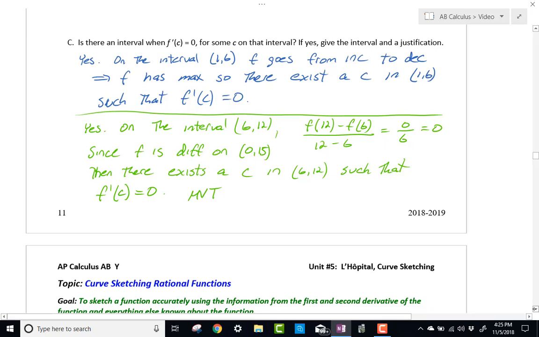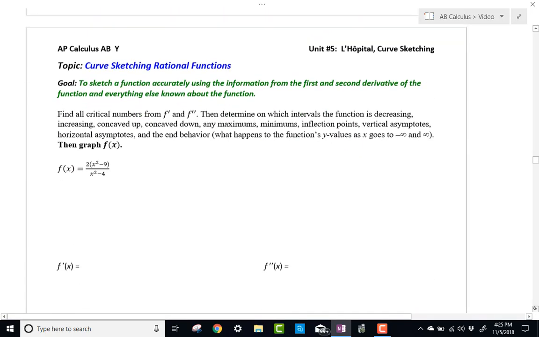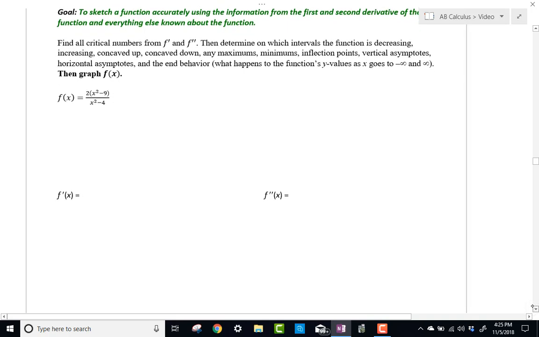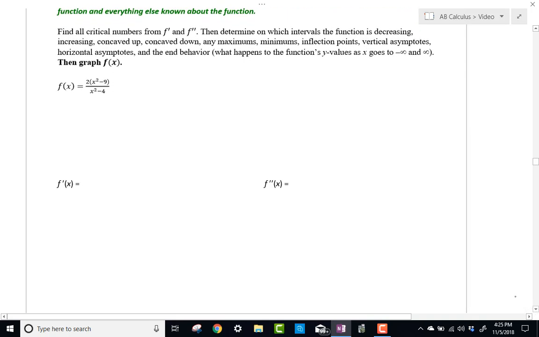All right, let's take a look at another curve here today. This one's a little more familiar maybe, but it's got a little more going on than the previous lesson. So we're going to use critical numbers again for f of x, f prime of x, f double prime of x. We're going to find increasing, decreasing, all that kind of stuff, and we're going to sketch f of x here.